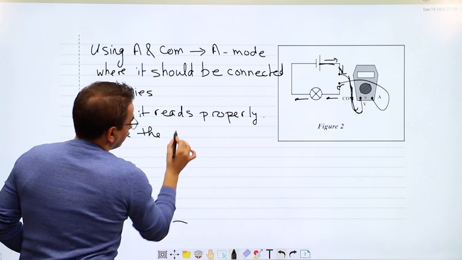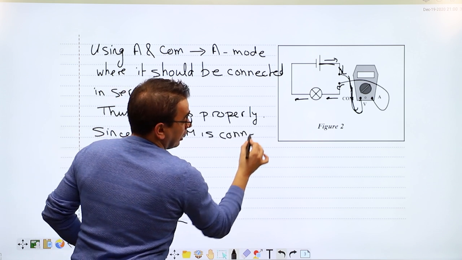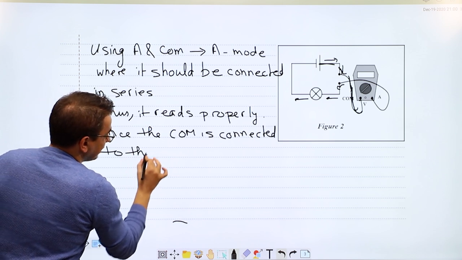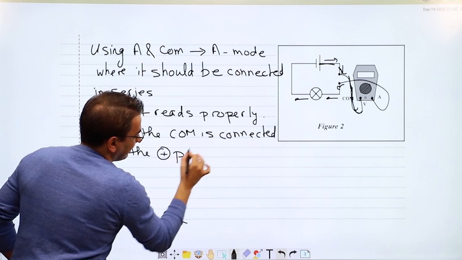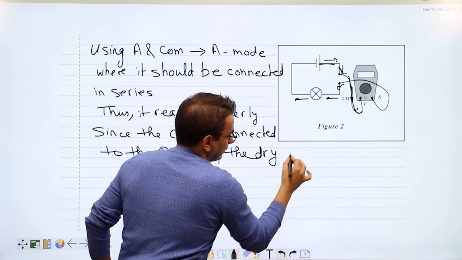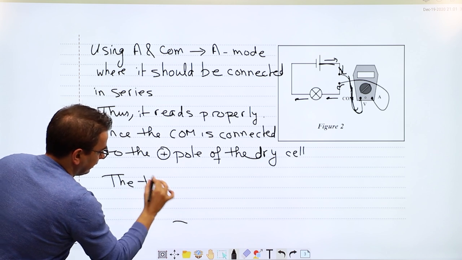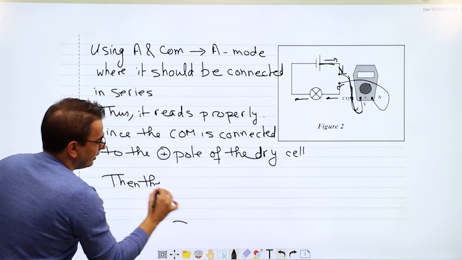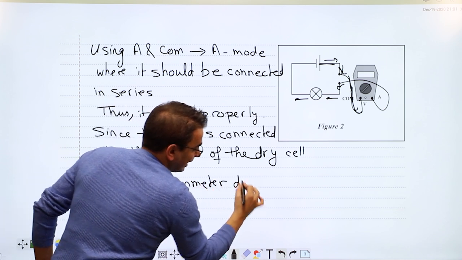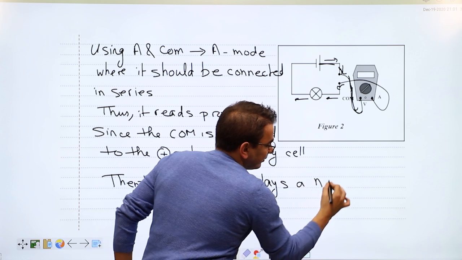And since the COM is connected to the positive pole of the battery of the dry cell, then the ammeter or the multimeter, same thing, displays a negative reading.